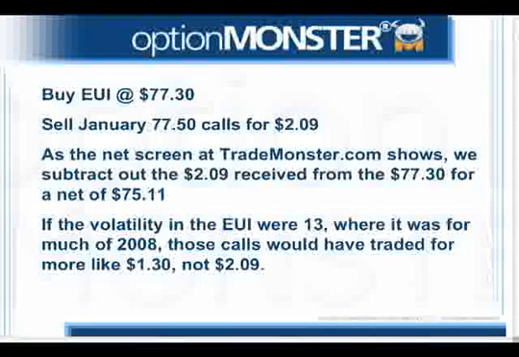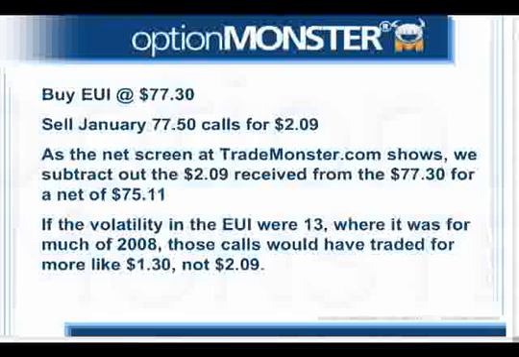So, for instance, if the EUI is trading at 77.30, we could buy the EUI at that level and sell the January 77.50 calls for 2.09. Of course, we're giving somebody else the right to take the EUI from us at 77.50. We can also do it as I showed you there and show you the net price for that trade.